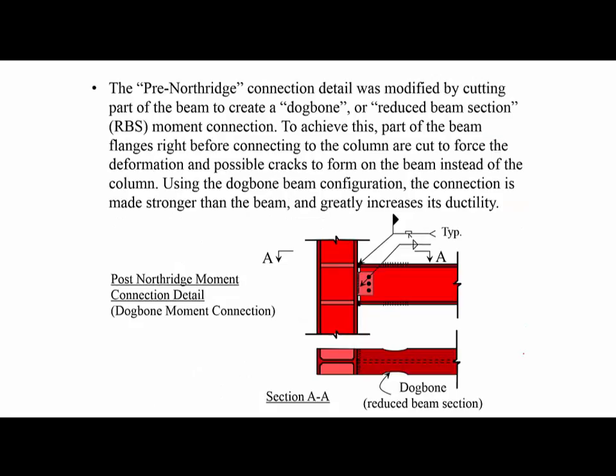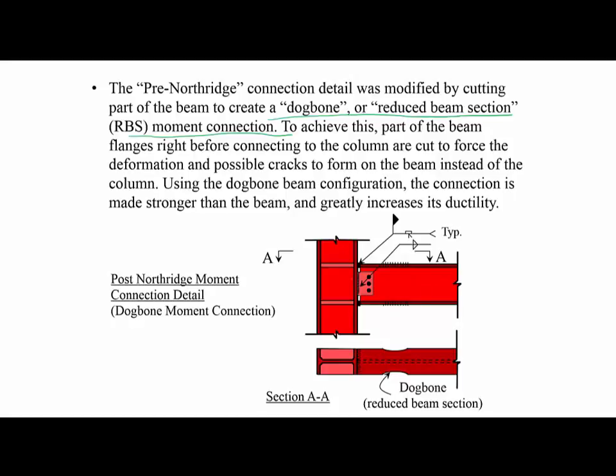Now, after that earthquake, after studying all of this building, the building code made changes to the type of connection here. They came up with what is called a dog bone or reduced beam section connection. Now, the way that moment connection was changed was that in the beam, we basically cut part of the flanges at the top and bottom before we get to the connection.